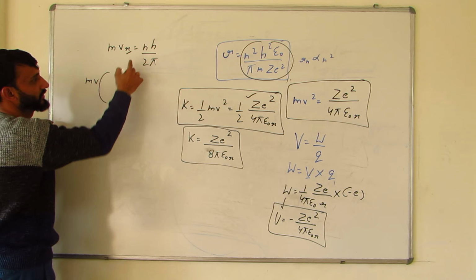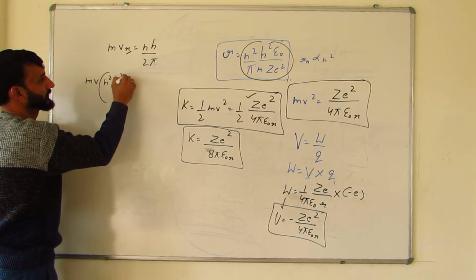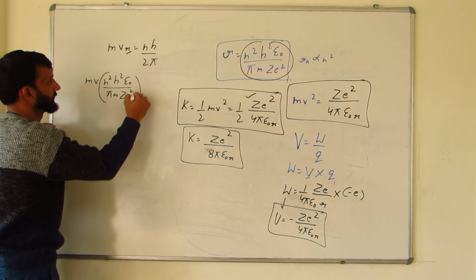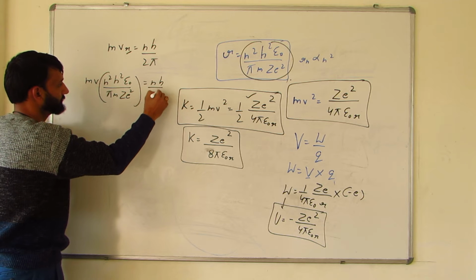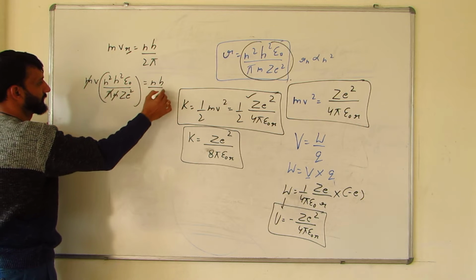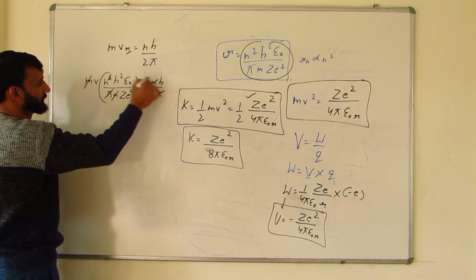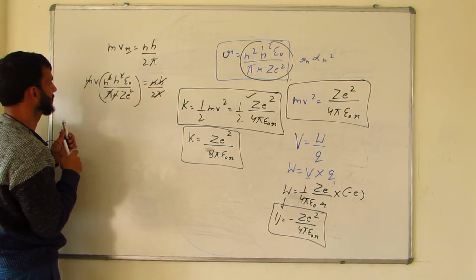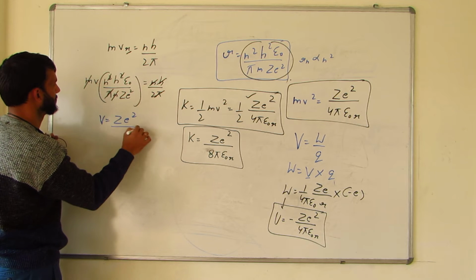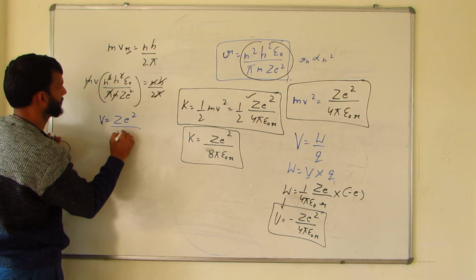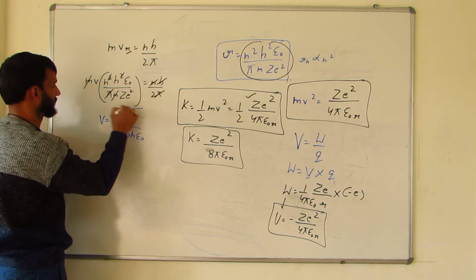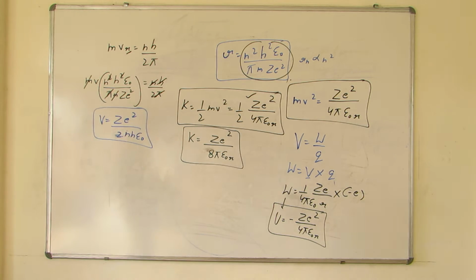So mv, instead of r, what will you write? n square h square epsilon naught upon pi m z square, equals nh upon 2 pi. m goes off, pi goes off. So velocity will be equal to z square upon 2 n h epsilon naught. So this is the expression for velocity.